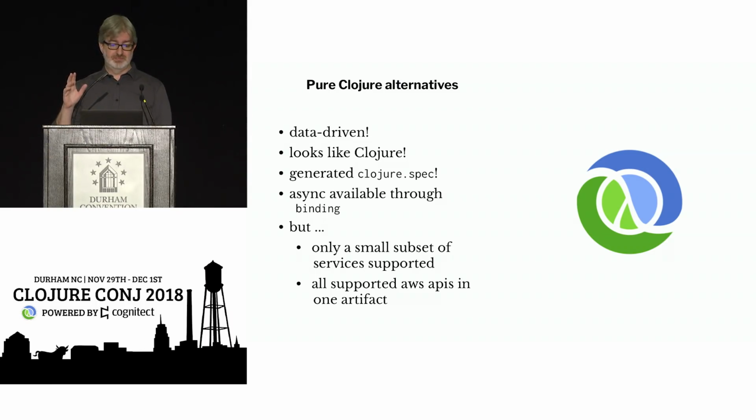But it's got all the things we want. It's data-driven. It looks like Clojure. It's got generated Clojure spec, right? This is a great thing because it generates the Clojure spec from these service descriptions that I'll talk about a little bit later. And even if you get the arguments wrong, you get feedback from the Clojure spec output, and it can help you along without having to go searching the internet to find out how to do things. It also supports async. It does it through binding instead of making it a different function or an argument to a function.